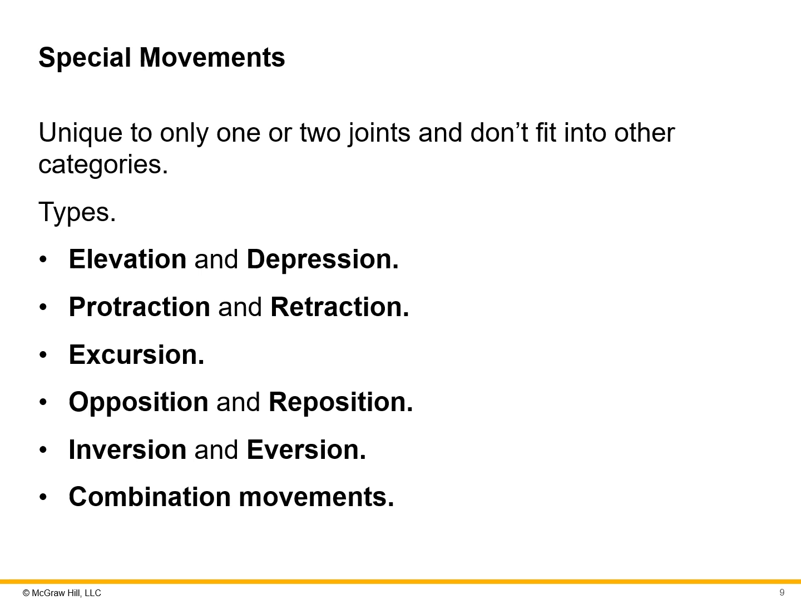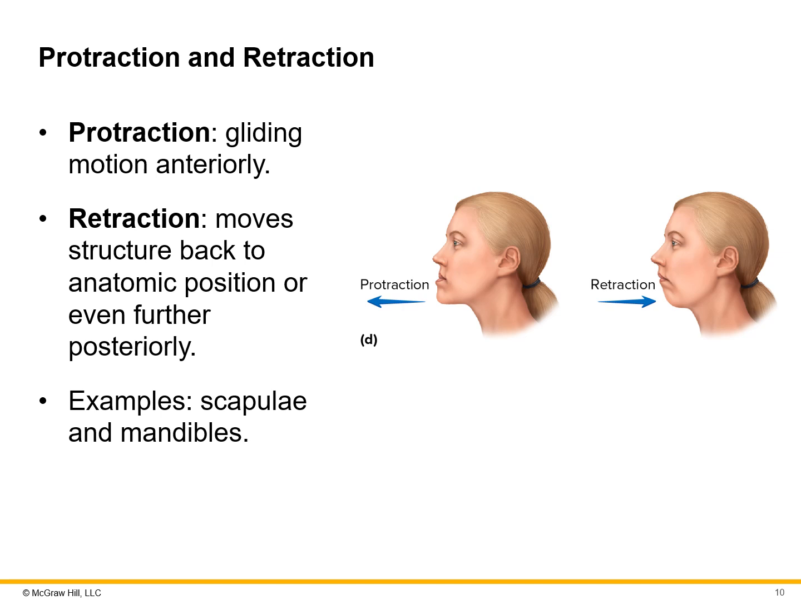All right, so then a few different types of special movements. So we have elevation and depression, protraction and retraction, excursion, opposition and reposition, inversion and eversion, and then some of those combination movements like we've already seen with circumduction. So looking at these, if we are protracting, we are gliding anteriorly. Retraction would be moving back to its normal position, or even maybe further posteriorly.